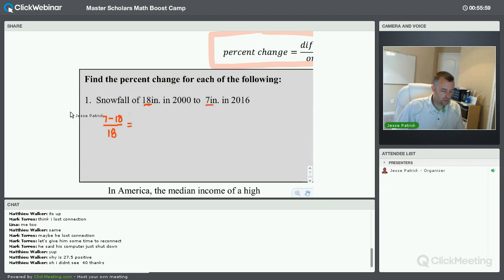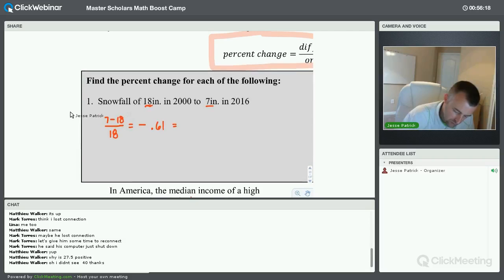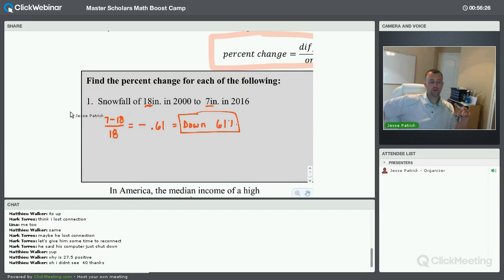So 7, you're going to go 7 minus 18, which is your negative 11. Divide that by 18. In this case, I'm going to get negative 0.61, which equals, in this case, it's a percent change. Because I had the negative, I know I went down 61%.